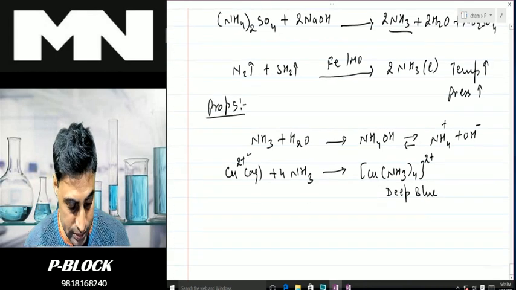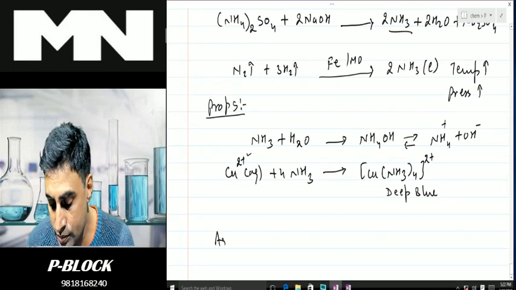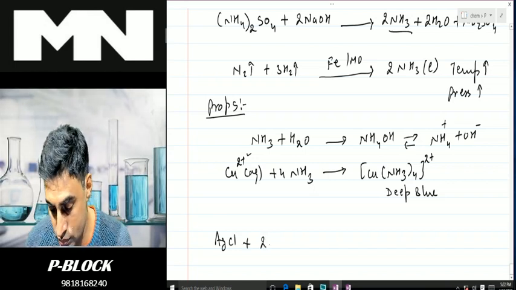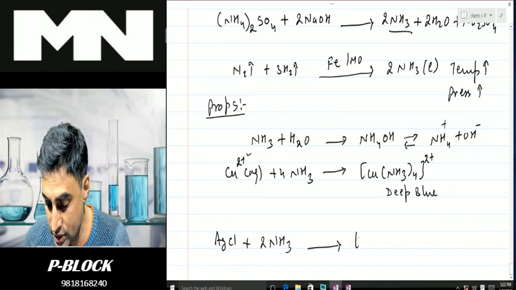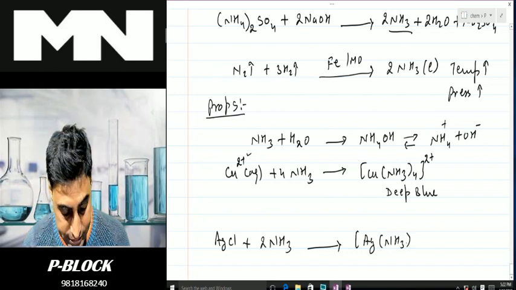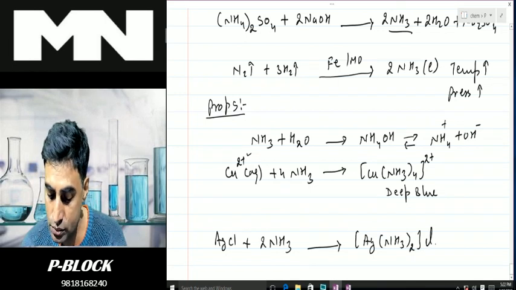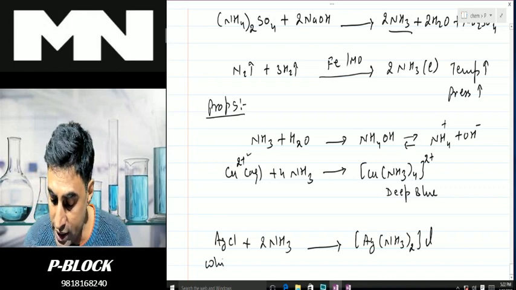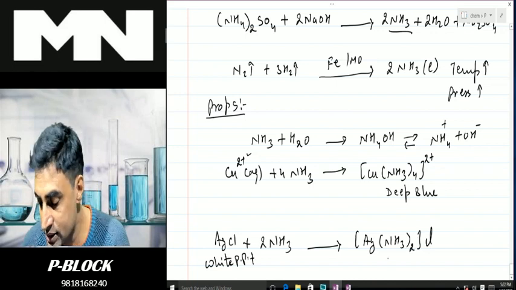Likewise, if you react AgCl with ammonia, you will get a compound like [Ag(NH3)2]Cl. AgCl is a white precipitate and this complex is colorless.